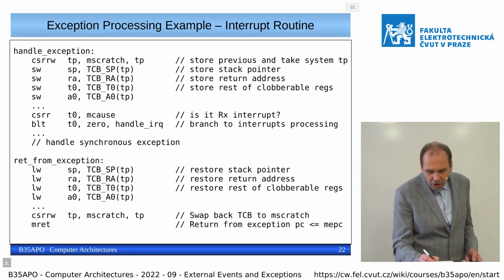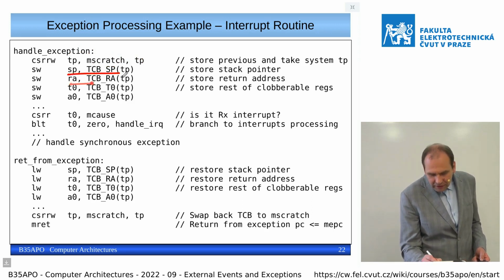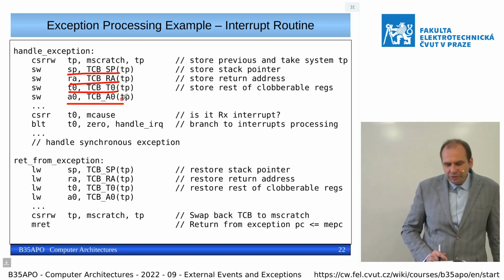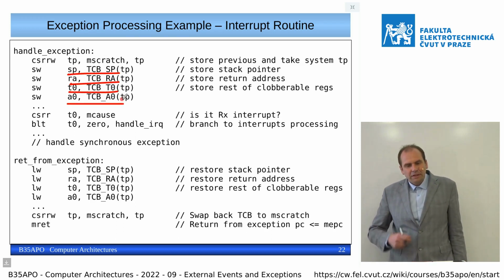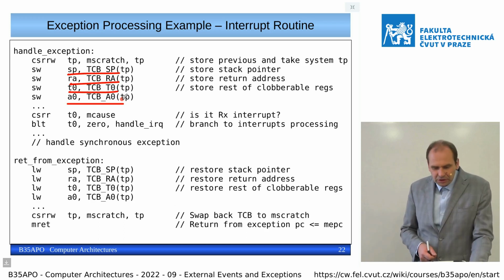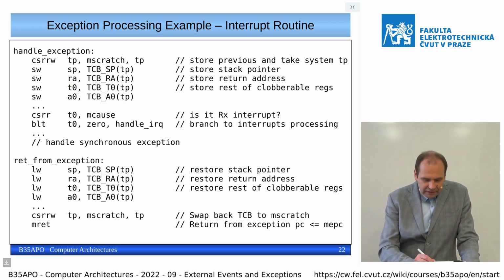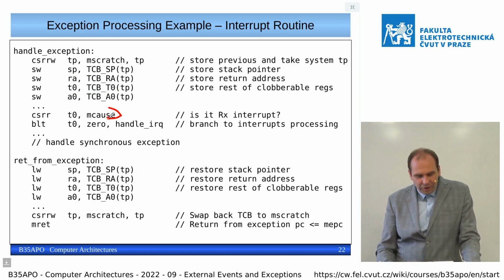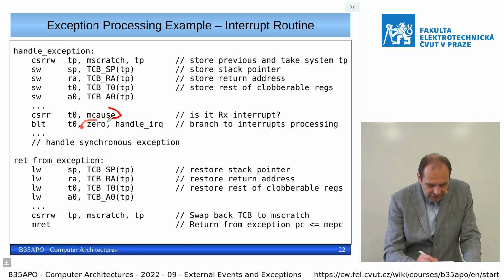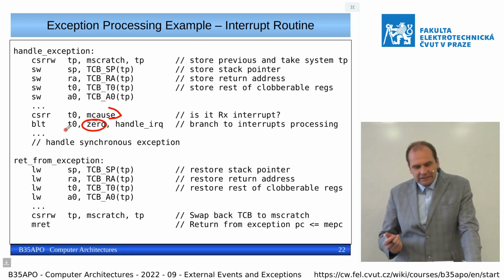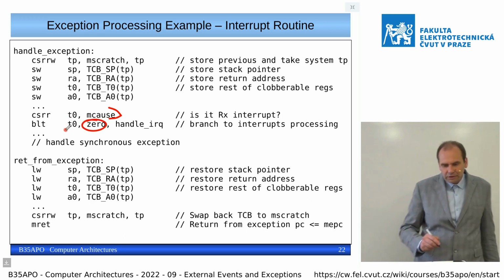And we store at different offsets those registers which we want to preserve, so the application is not changed by our interrupt processing. Then we read the cause from the mcause register and check it against 0 to know if it is an external event or a synchronous exception.